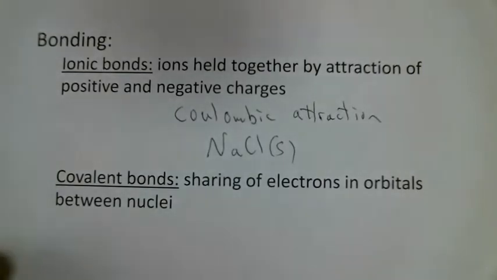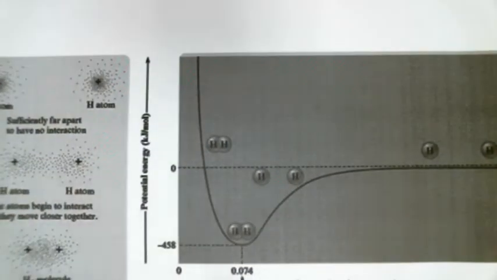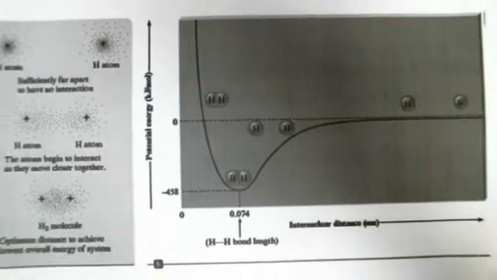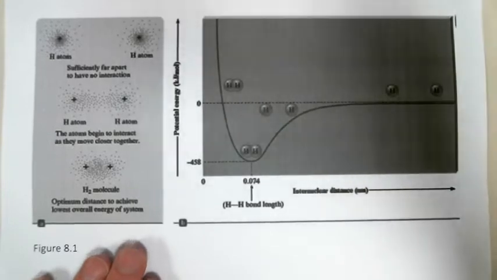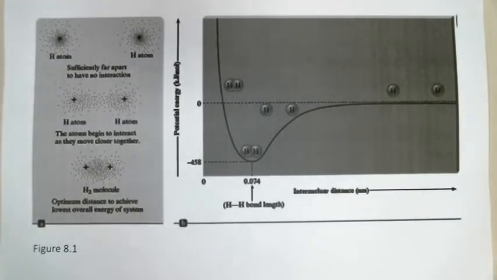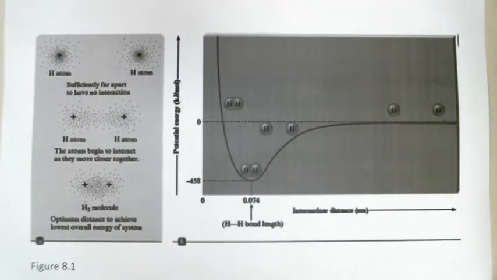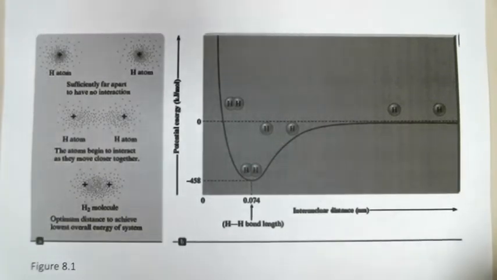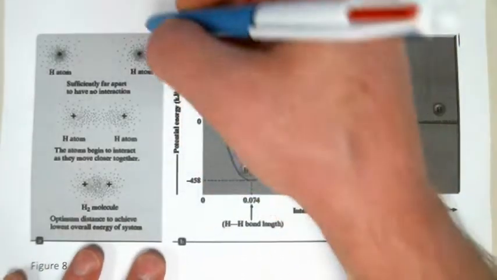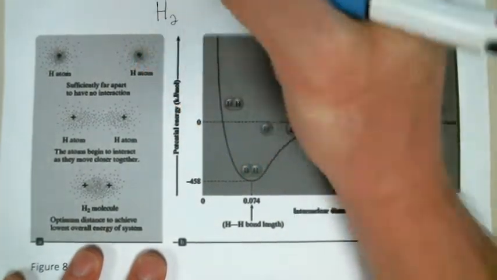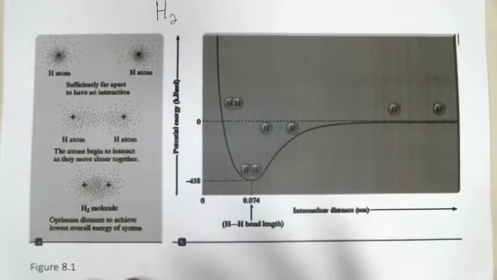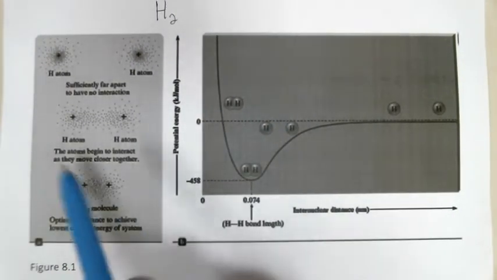Let's see if I can find the next sheet. There we go. Look at some figures from the book. And this is figure 8.1. And again, we skipped the chapter on thermochemistry. So we're going to talk about energy a little bit, but we're not going to do any energy calculations with this. All right, so this is a diagram showing the energy or the formation of a bond for hydrogen, H2. And you'll want to read through this section, but I'll try and talk you through it as well.